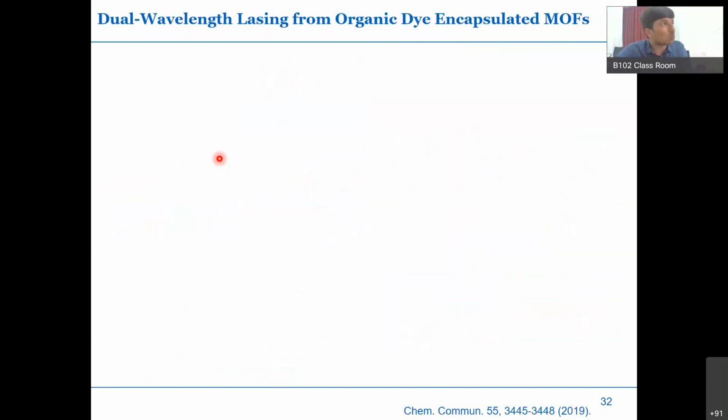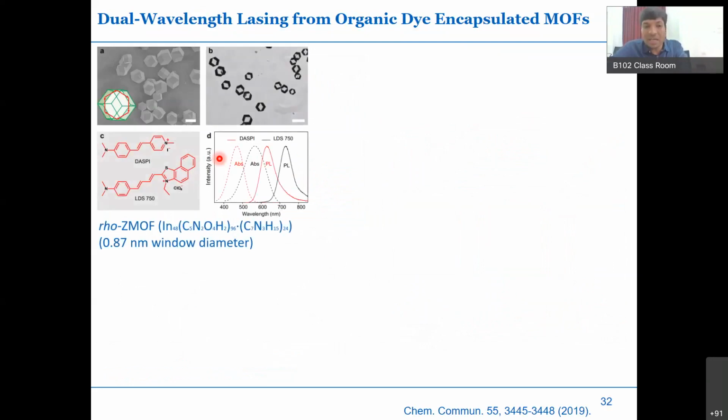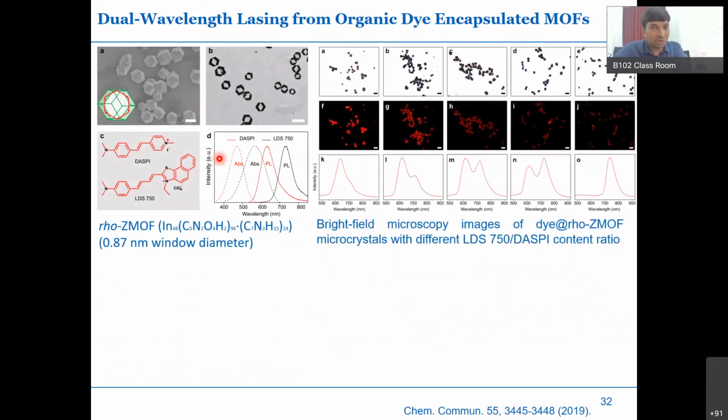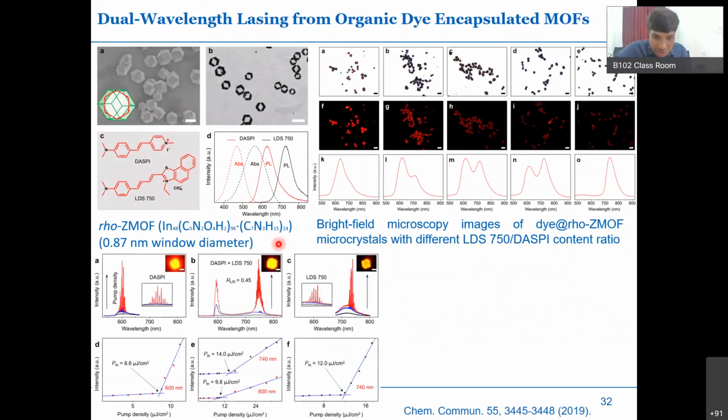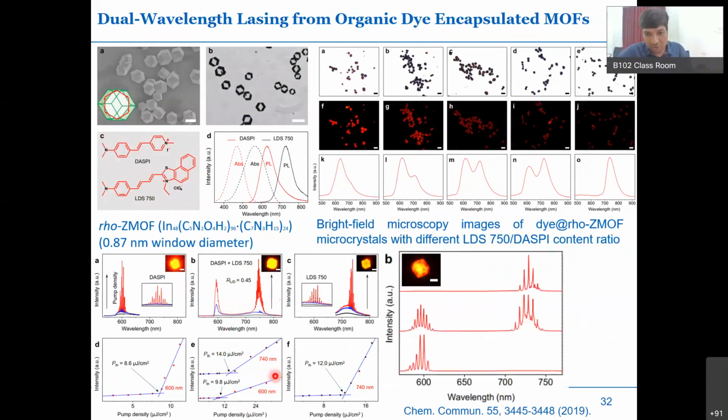Okay. Then next one, if you want to get the laser with two wavelengths, can we do it? Yes, we can do it. In that case, we use two different dye molecules loaded in the framework. Then you start seeing the lasing from one molecule and the laser from the other molecule observed at the same time. You see here, in case of one molecule, the laser is observed around 600 nanometers. In case of the other dye molecule, which is LDS 750, your laser can be observed here.